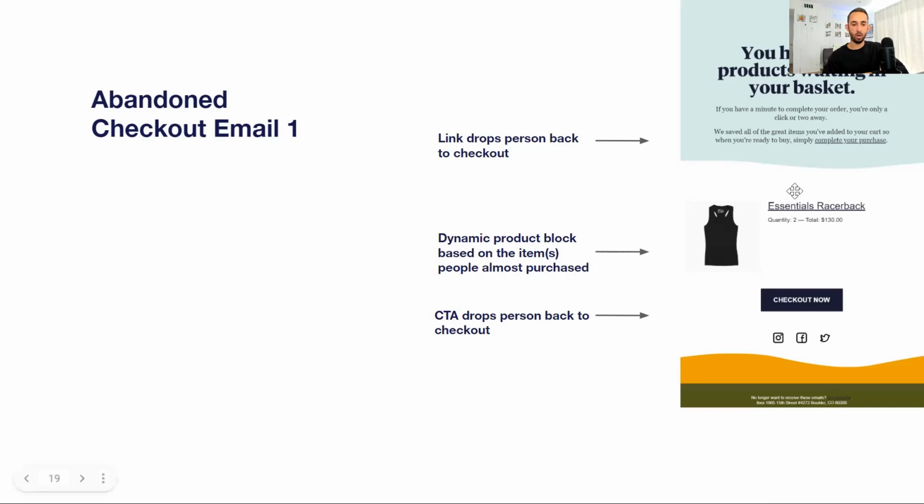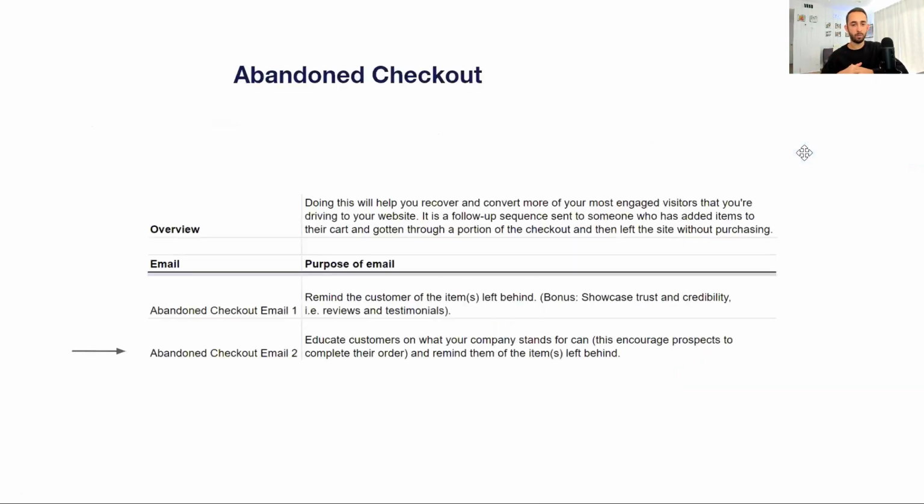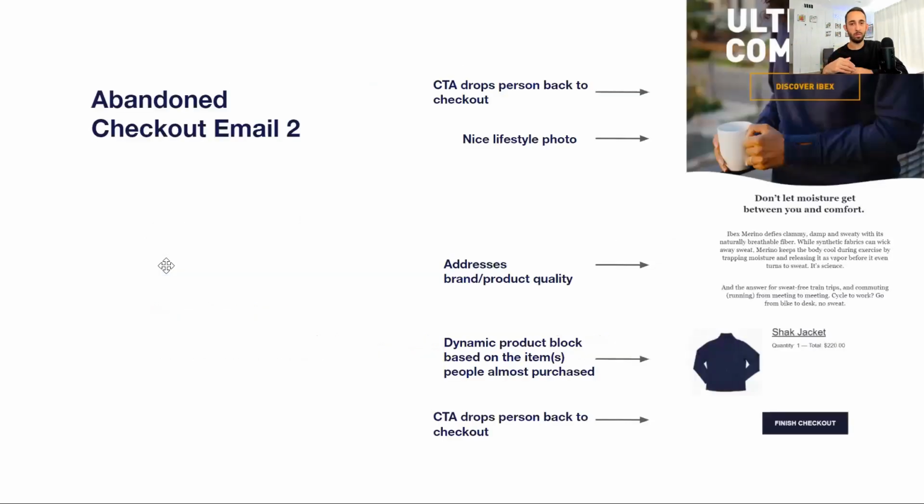So email 2, if they don't convert, is going to be pretty much the same thing, but we want to go one step further in terms of educating customers on what the company stands for, to hopefully encourage them to buy from you. And we also want to dynamically show people the item or the items that they left behind. So here, we have a little bit more to the email. It's a little bit dressed up, but we have the similar call to action that drops people back to checkout. We're highlighting a nice lifestyle photo and image. We have some brand, product, and quality standards we talk about. They make this really nice merino wool and this fleece. They talk about how it doesn't get you as sweaty and it's more breathable, whatever. And then they have the dynamic product block and the call to action, right?